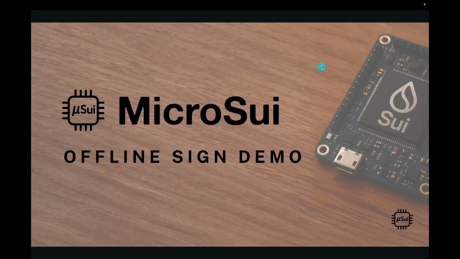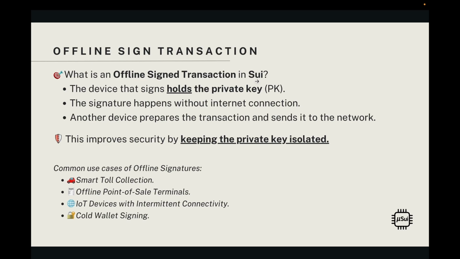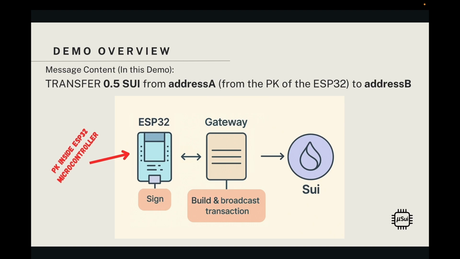Hi, this is the demo of the MicroSui Framework project. In this demo, we are going to see one of the more basic operations that we can make with this framework, the offline sign. The offline sign is when a device that holds the private key signs a transaction without being connected to internet. In our demo, you will see an ESP32 microcontroller that holds the private key sign the transaction offline. I mean, that device does not have access to internet.